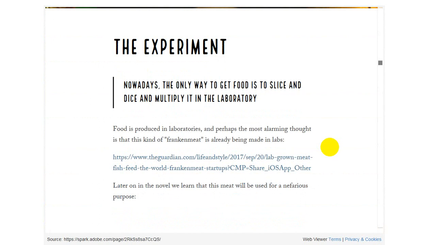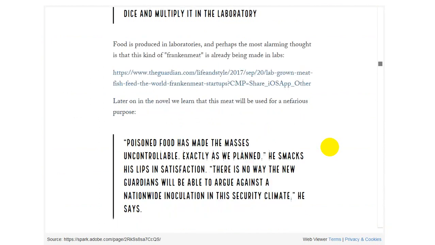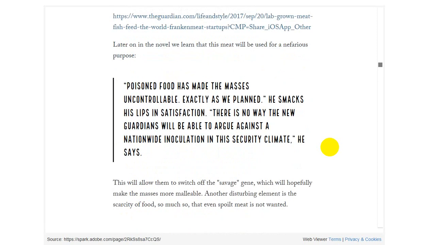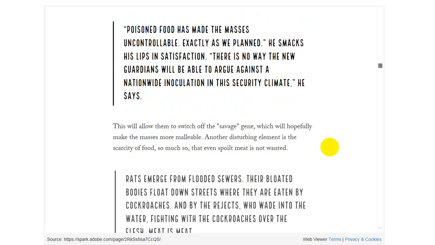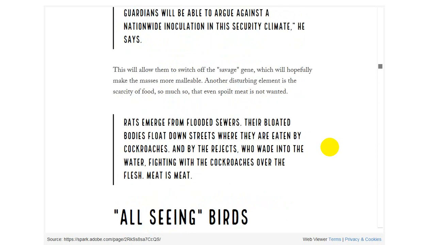The experiment. Nowadays, the only way to get food is to slice and dice and multiply it in the laboratory. Food is produced in labs, and the most alarming thought for me is that this Frankenmeat is already being made. And I'll call up an article by The Guardian if we have time afterwards, which shows that they are in fact making fish already, and people have tasted this fish, and apparently it's not that bad, but it's quite scary because they can put anything they like into it, and this is what they do. They poison the food, make the masses uncontrollable so that they'll have a reason to inoculate them, to remove their savage gene and make them more pliable.